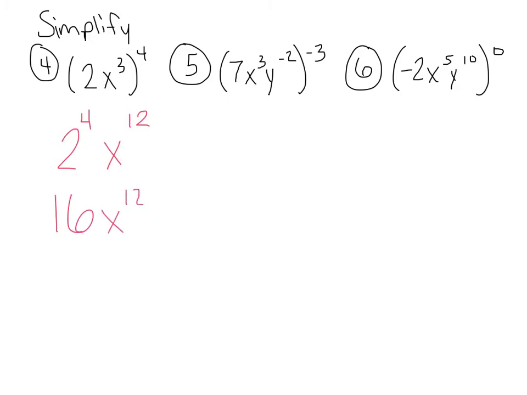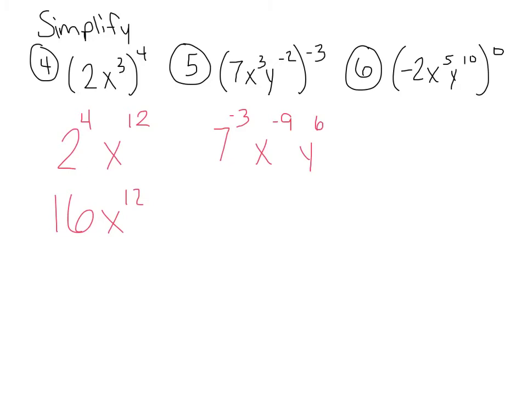Okay, number 5. 7x to the 3rd, y to the negative 2, all of that to the negative 3. So really this is like 7 to the negative 3, x to the... Now 3 times negative 3 is negative 9. y to the negative 2 times negative 3 is positive 6. Now anything with a negative exponent needs to be moved to the bottom.